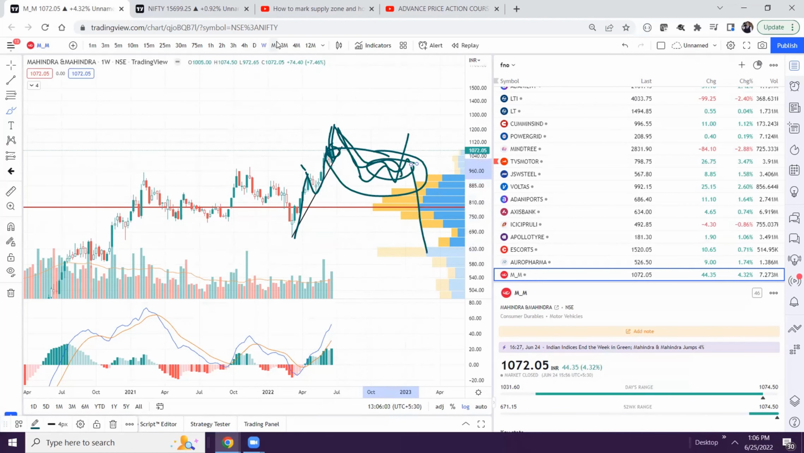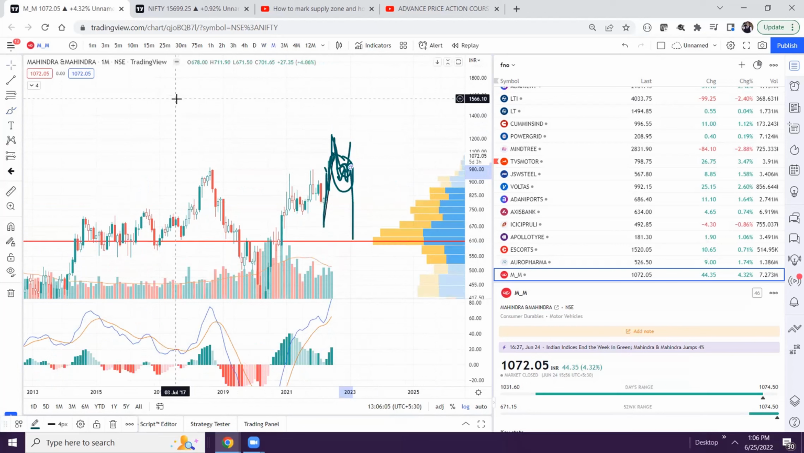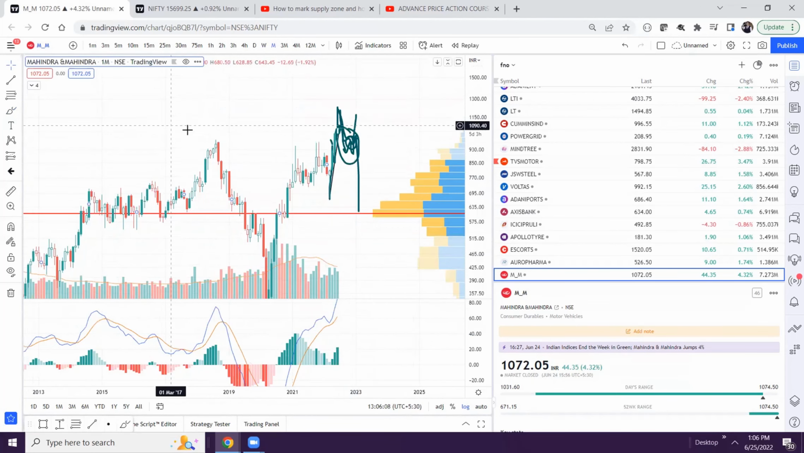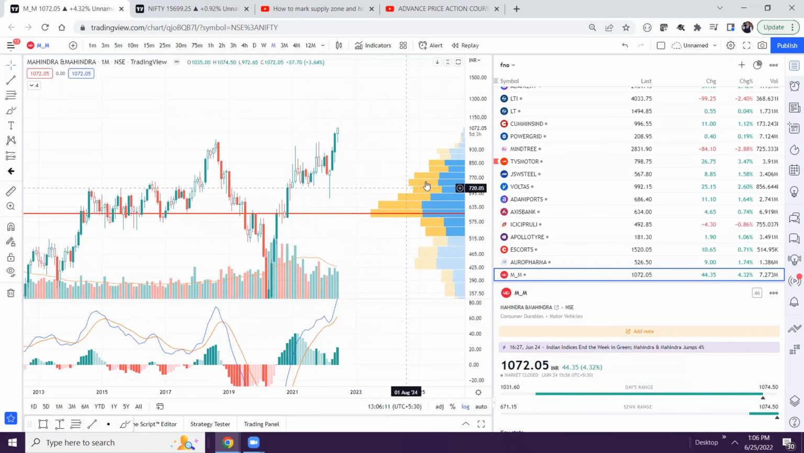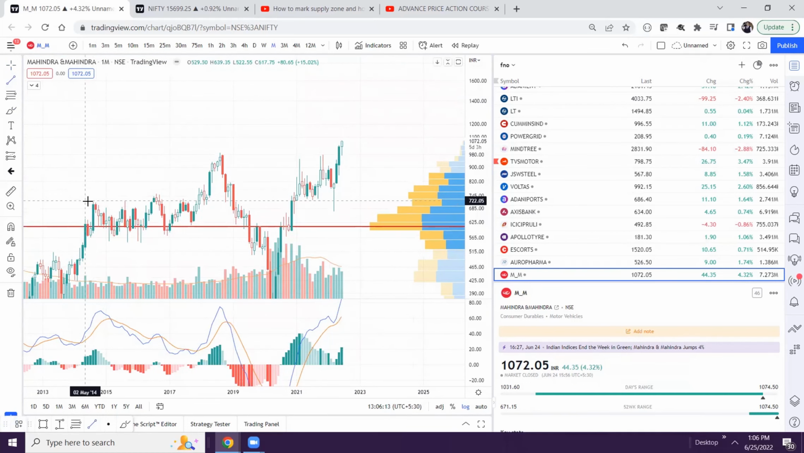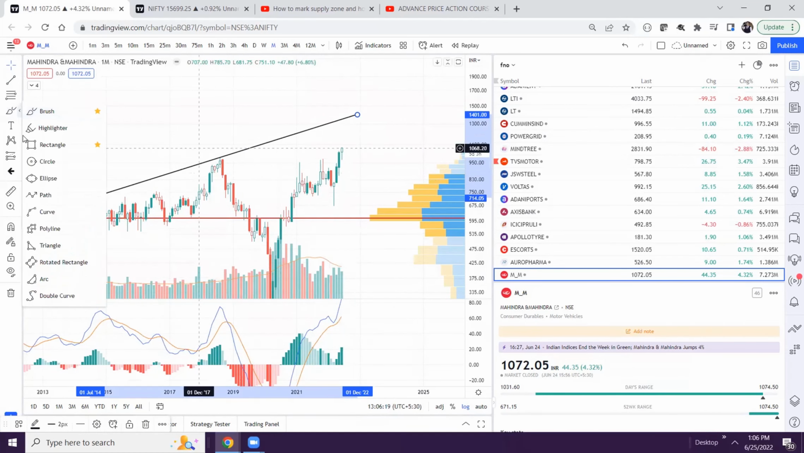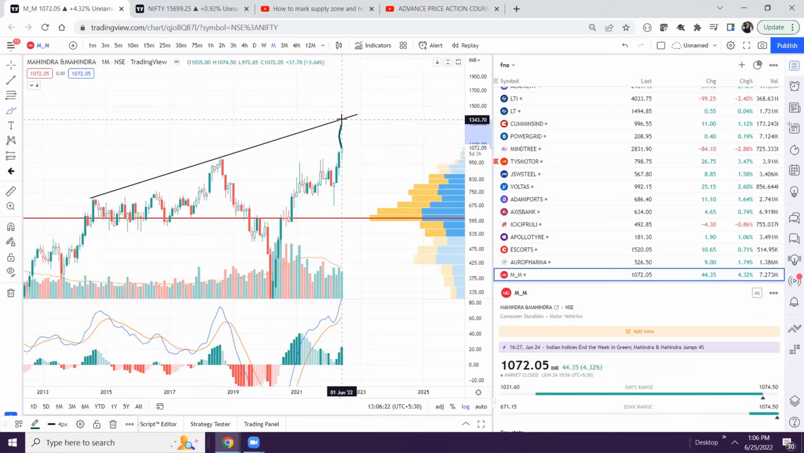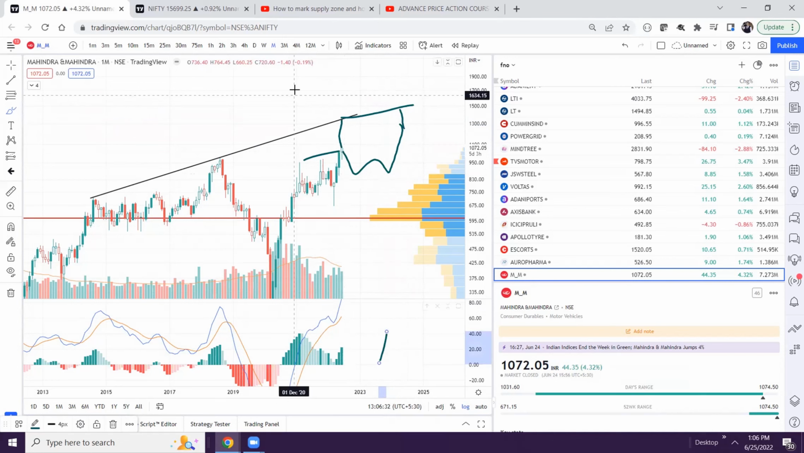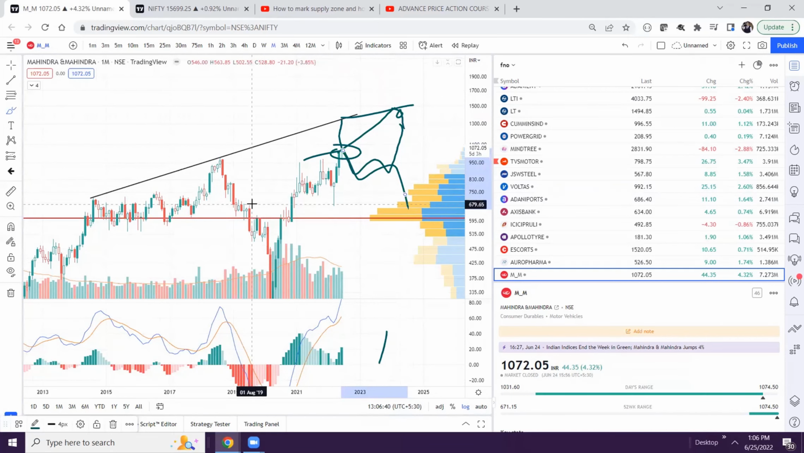Because suppose it can also happen like this. You never know. Now suppose on the higher chart, if you extend this trend line, it can come to this, which is the 1300 level. But it may happen that it comes like this and then again gives one move up, and by that move there will be divergence. So it all depends on the structure we are getting.